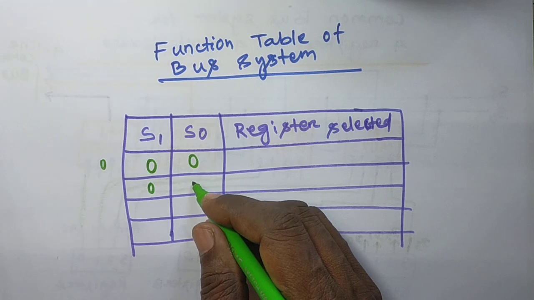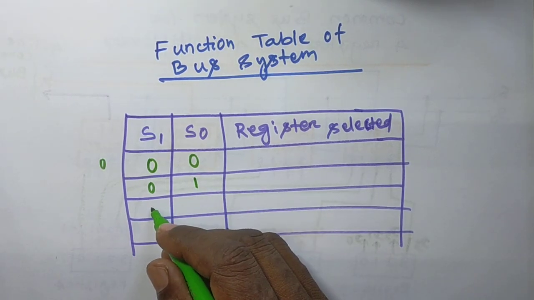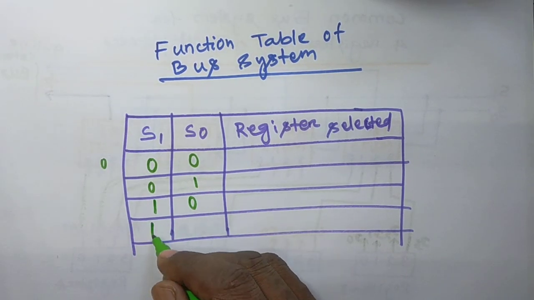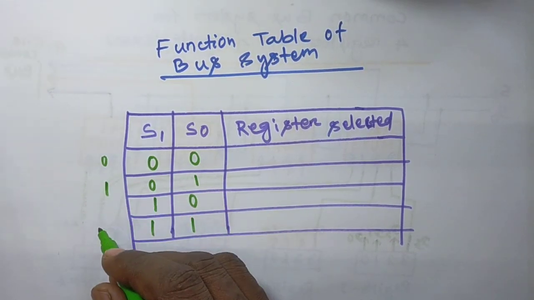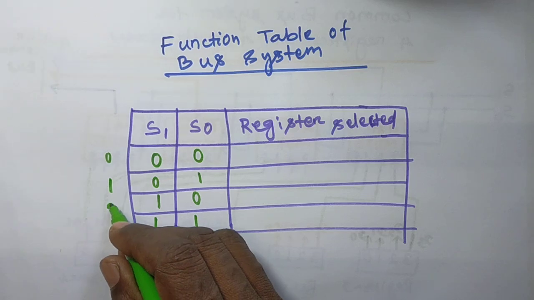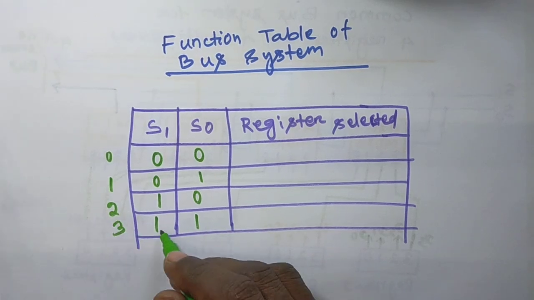0 1, here is a 1 0, here is a 1 1. 0 0 value is a 0. 0 1 value is a 1. 1 0 value is a 2. 1 1 means a 3.